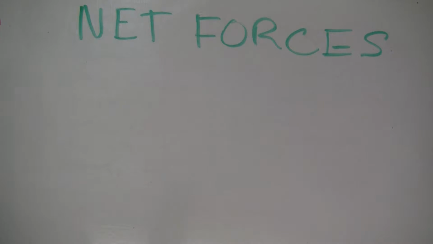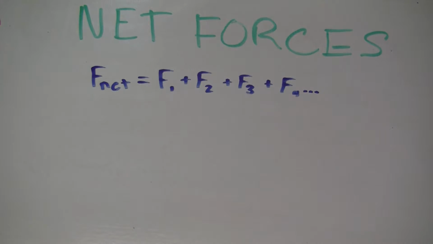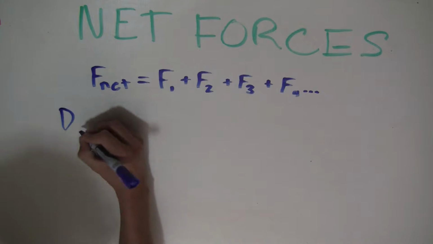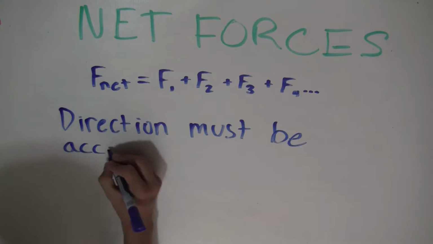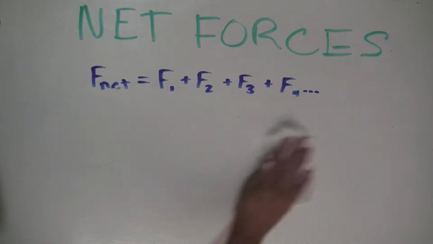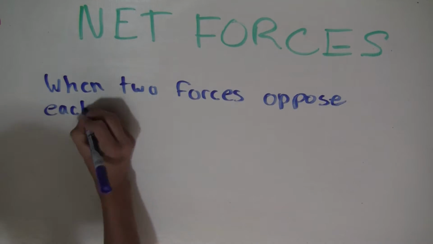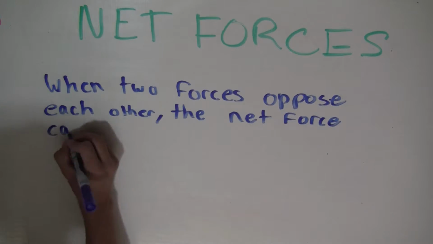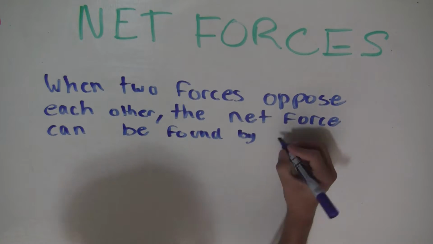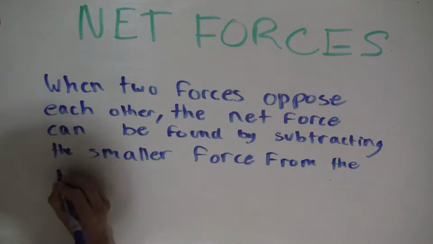Net forces. A net force can be calculated by adding all the forces acting upon one object. Direction must be accounted for. When two forces oppose each other, the net force may be found by subtracting the smaller force from the larger force.